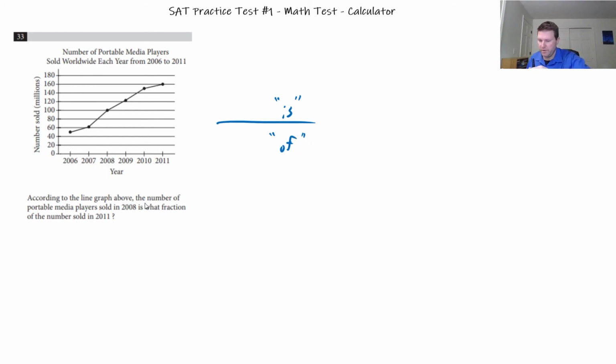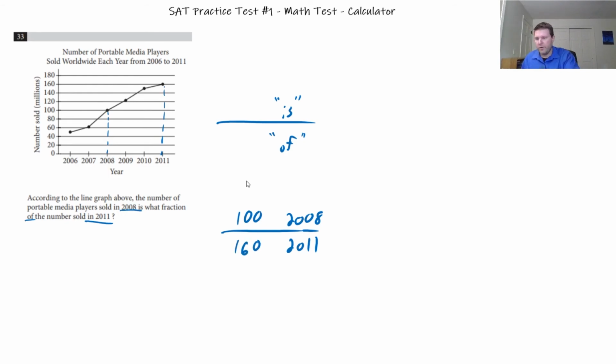If you look here, it's saying the number sold in 2008 is what fraction of the number sold in 2011. Since 2008 is paired with the "is", it's going to be the 2008 number over the 2011 number, because 2011 is paired with "of". So 2008 over 2011. Let's look up at 2008. That is 100. And then 2011, that's going to be 160.